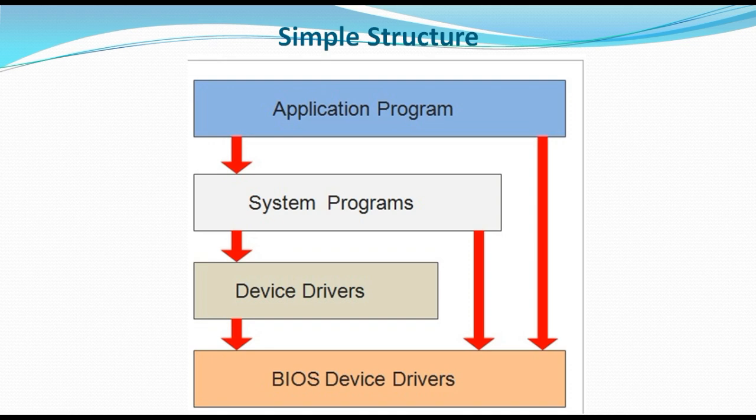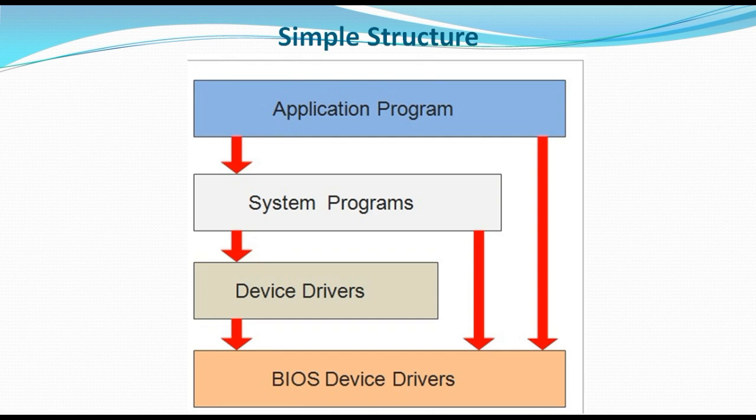It was originally designed and implemented by a few people who had no idea that it would become so popular, and it was written to provide the most functionality in the least space. So it was not divided into modules carefully. As you can see in this simple structure of MS-DOS, it is not divided into modules. It is implemented in the least space and provides most of the functionality to the user.